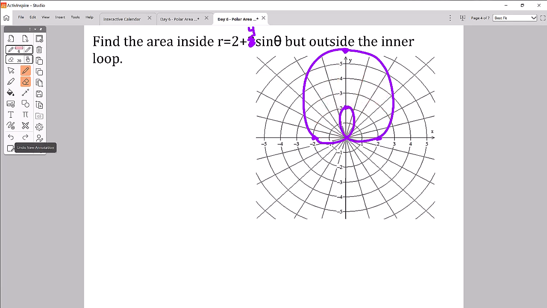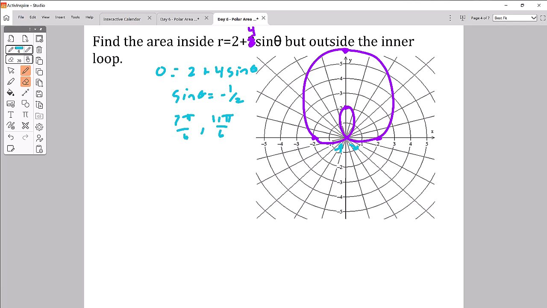So we need to start by figuring out these inside and outside parts. Similar to how we did last video, 2 plus 4 sine theta equals 0, so sine theta equals negative 1/2. And that's going to be 7 pi/6 and 11 pi/6.